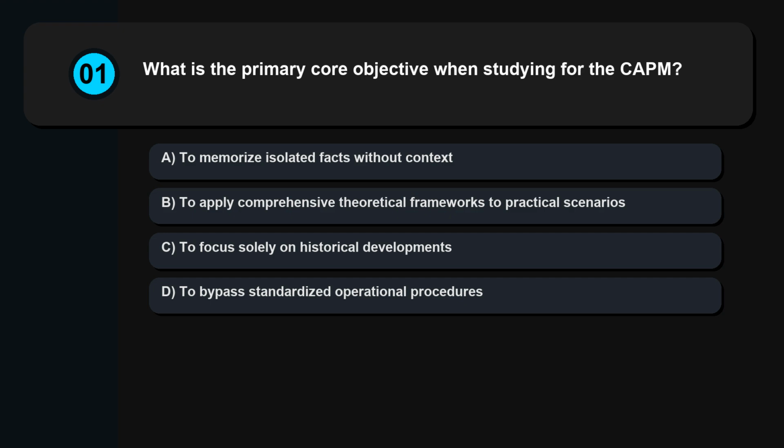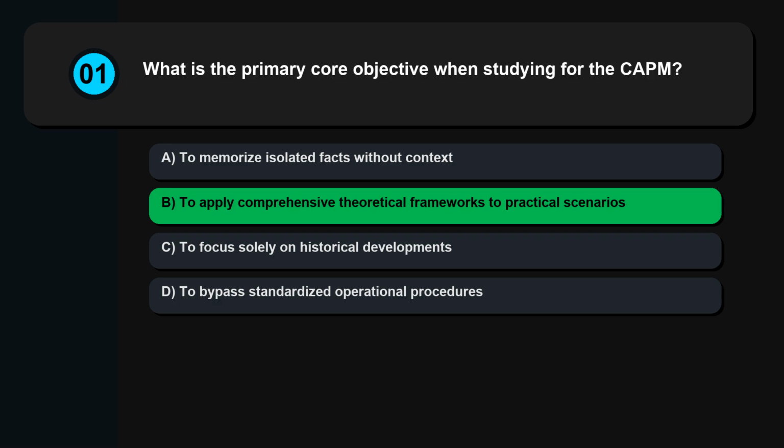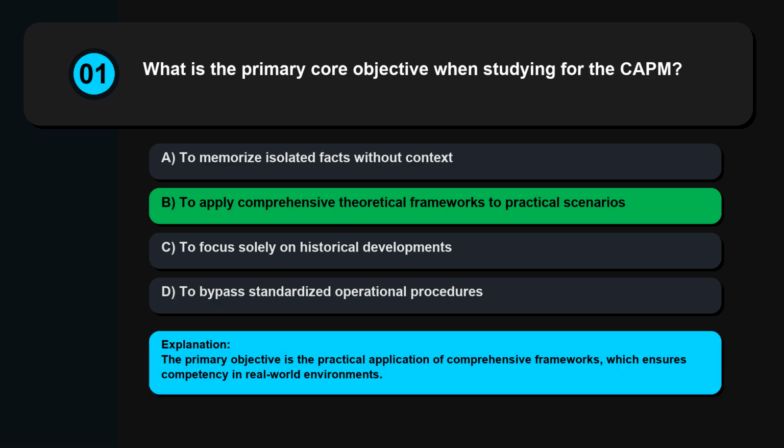Question 1. What is the primary core objective when studying for the CAPM? To memorize isolated facts without context. To apply comprehensive theoretical frameworks to practical scenarios. To focus solely on historical developments. To bypass standardized operational procedures. The primary objective is the practical application of comprehensive frameworks, which ensures competency in real-world environments.